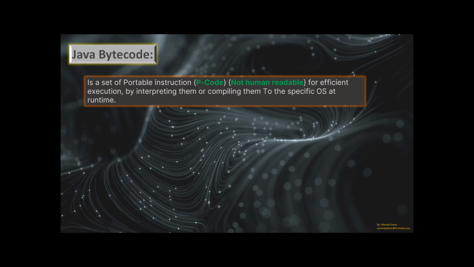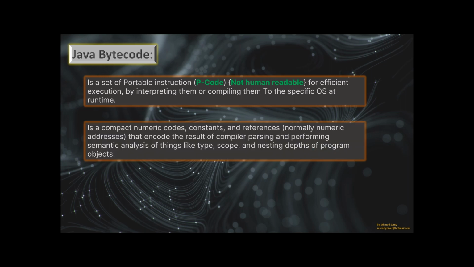So the bytecode is the intermediate file which you create as a .class file, which has all these instructions for the virtual machine to start executing your application. The bytecode is a compact numeric code, constants and references, normally numeric addresses, that encode the result of compiler parsing and performing semantic analysis of things like type, scope, and nesting depths of program objects. In the next chapter, we are going to reveal what these constants are, what references are, what the bytecode is exactly, and what the class content is after the compiler produces it.